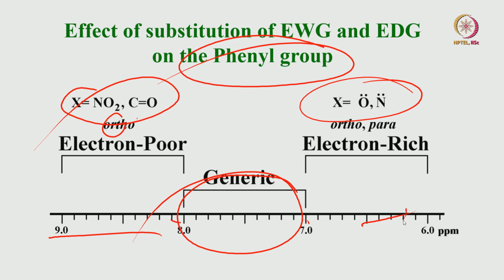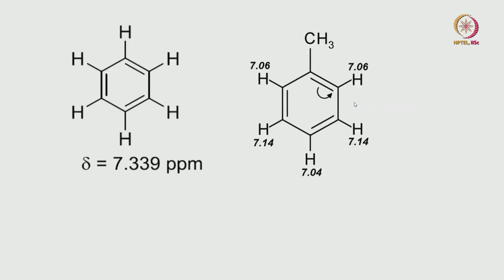Similarly, see this is ortho and para, this should be meta I think. Okay. Similarly, if I have this one, it changes depending upon which functional group you have, whether it is electron donating or electron withdrawing. The effect is seen especially on the ortho position and the para position. Meta position has a different effect. I can show you by an example like this.